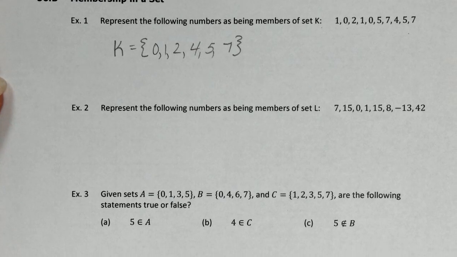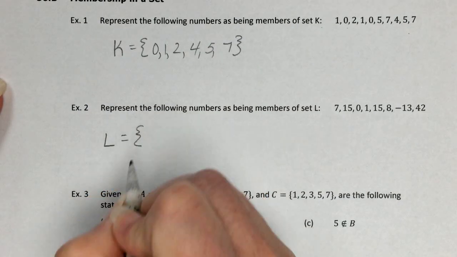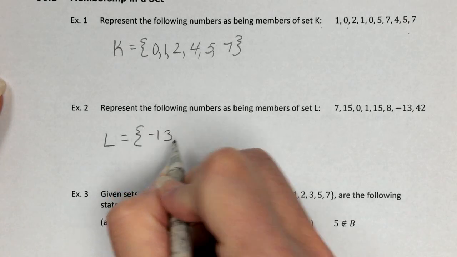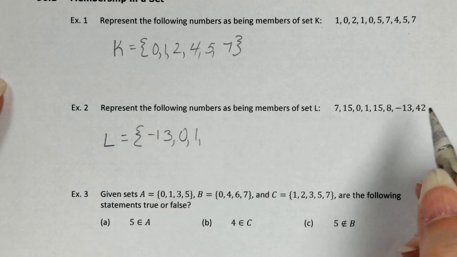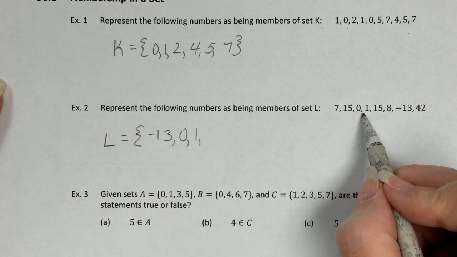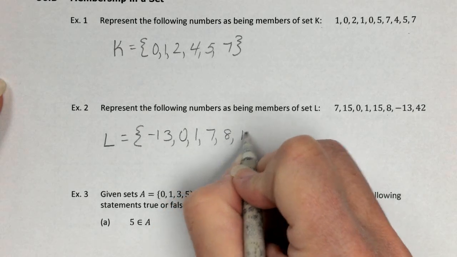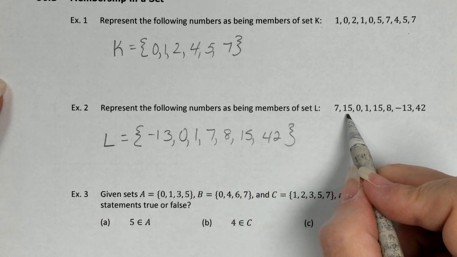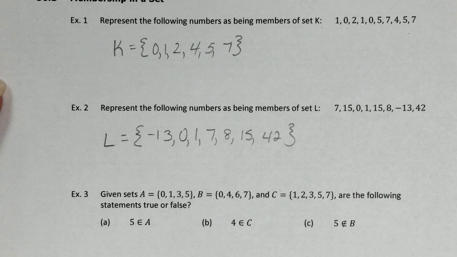Alright, example 2, represent the following numbers as members of set L. So, L equals brace, and we have negative 1, and then 0, and then I see a 1, 7, 8, 15, and 42. Make sure all these are on my list. Okay, that is set L.